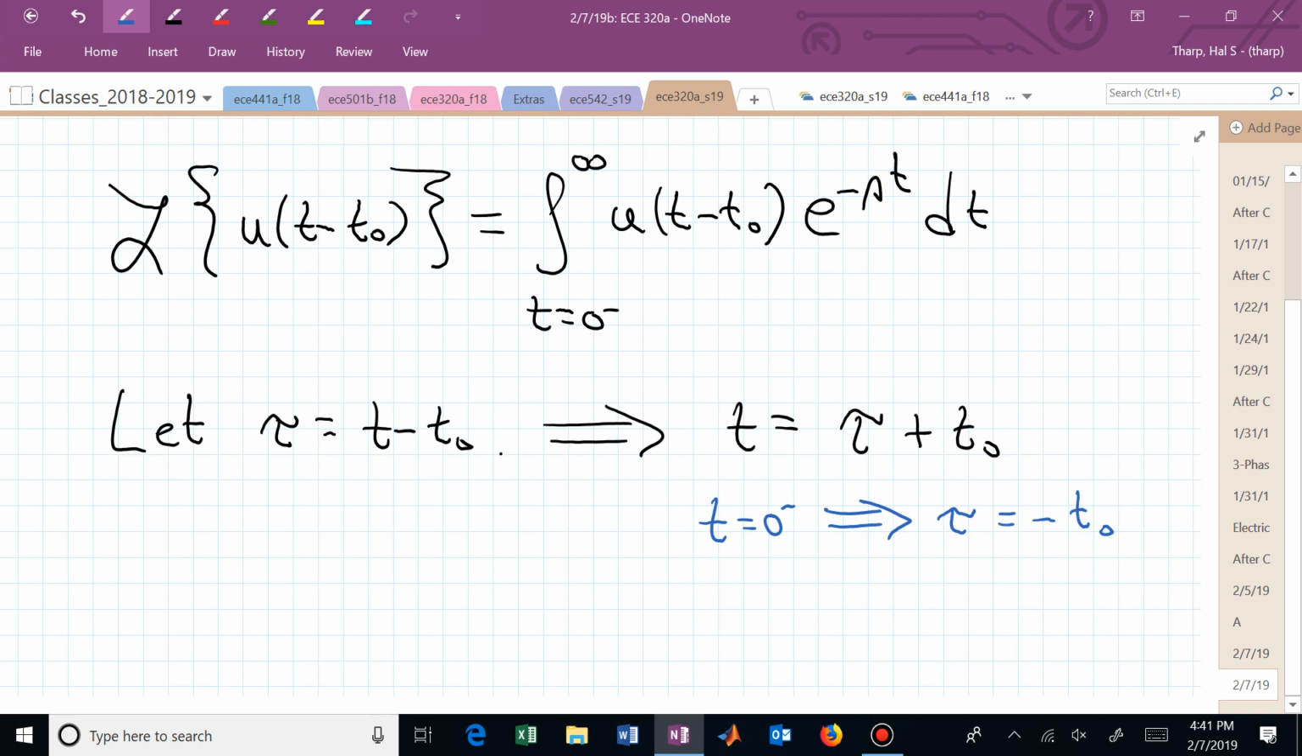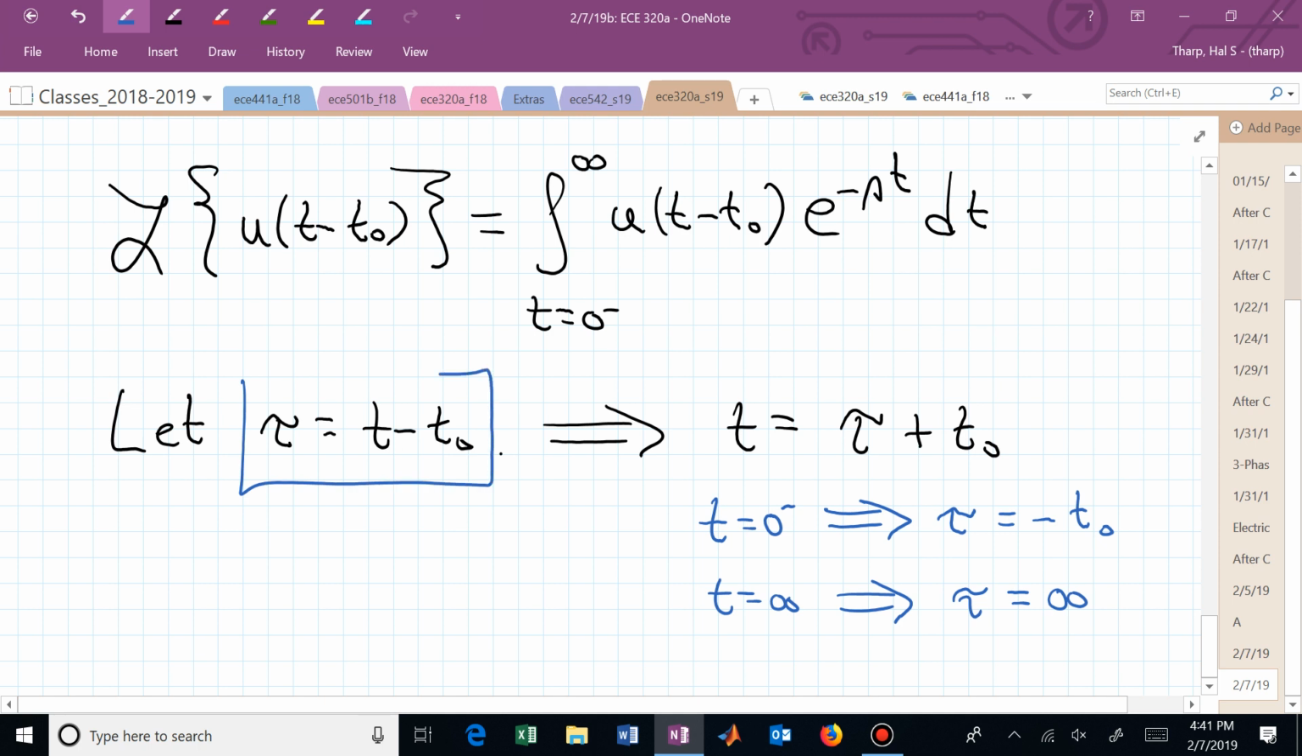What if t, which is the upper limit, is infinity? I really should say t approaches infinity because infinity doesn't exist, but we're going there, so I'm just going to be crude and say t is equal to infinity. What's tau when t is equal to infinity? It's still infinity. So tau is also infinity. Now we found our lower and upper limits of integration in this change of variable.